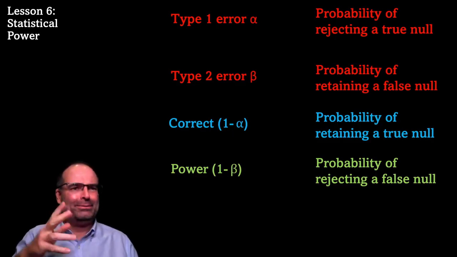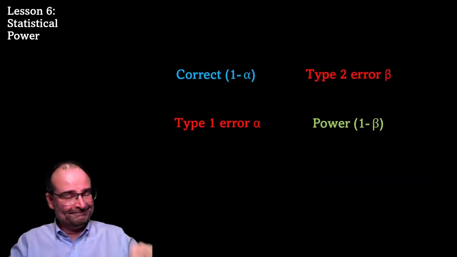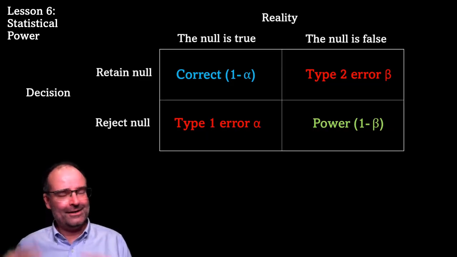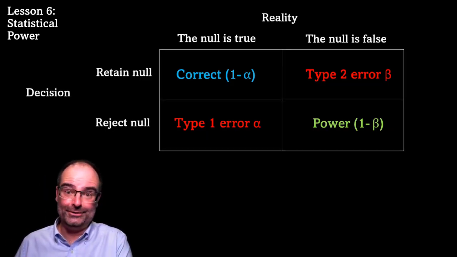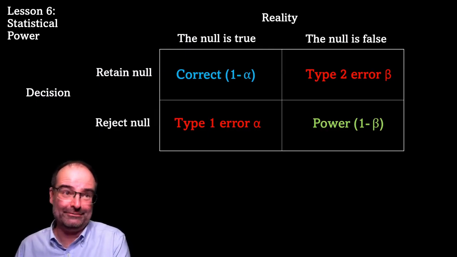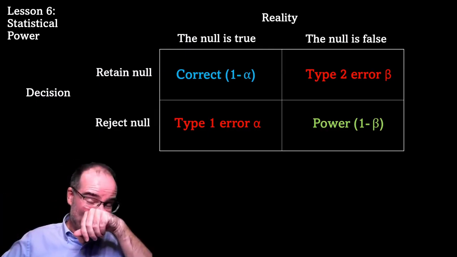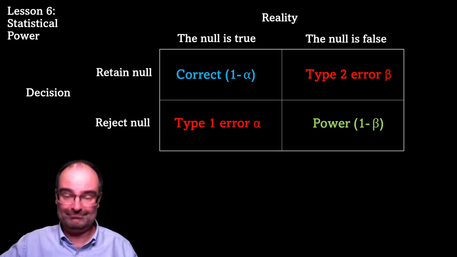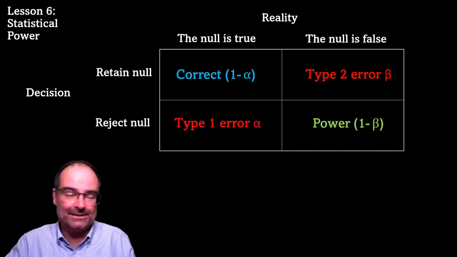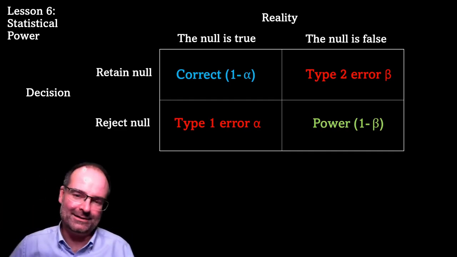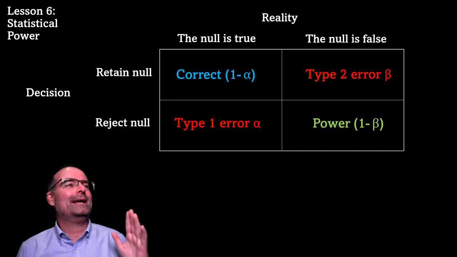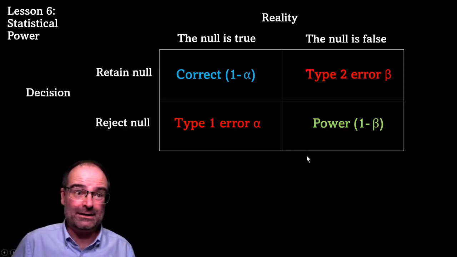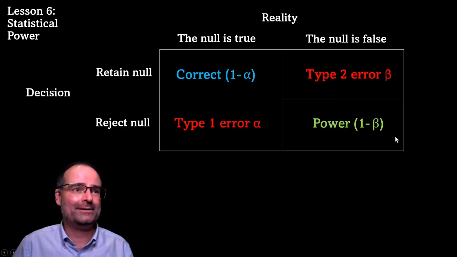Look, what might help you place these is if I put them in columns and rows, see if this helps. Reality, the null is either true or not. We don't know. That's why we're doing research. But we've got to make a decision based on our sample mean. Are we going to retain the null and conclude that nothing is happening? Or are we going to reject the null and say that something is happening? If the null is true and we retain it, that's correct. If the null is false and we reject it, that's correct, and that's power. The probability of that is power.